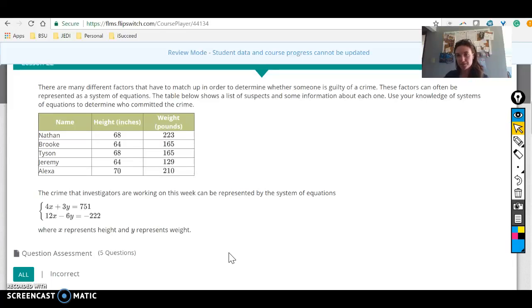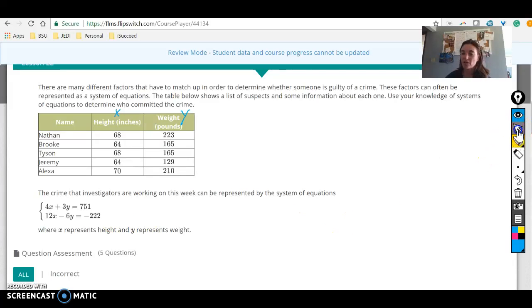This time we're dealing with solving systems of equations by elimination. Again, we have a list of possible criminals, and this time the x values that we're given are for the height of the criminals, and the y values are for the weight of the criminals. And we're given two equations: 4x plus 3y equals 751, and 12x minus 6y equals negative 222.